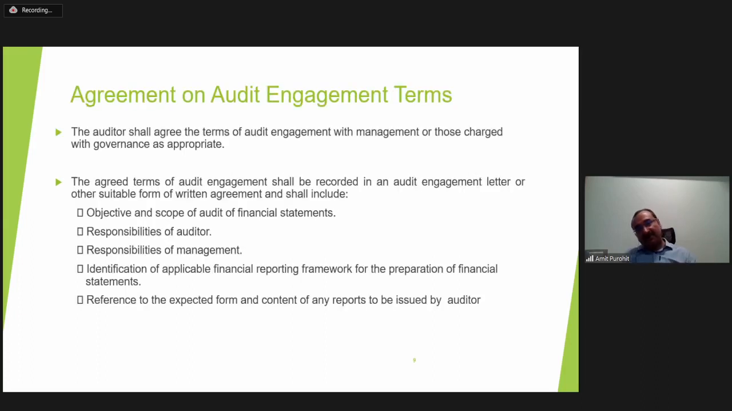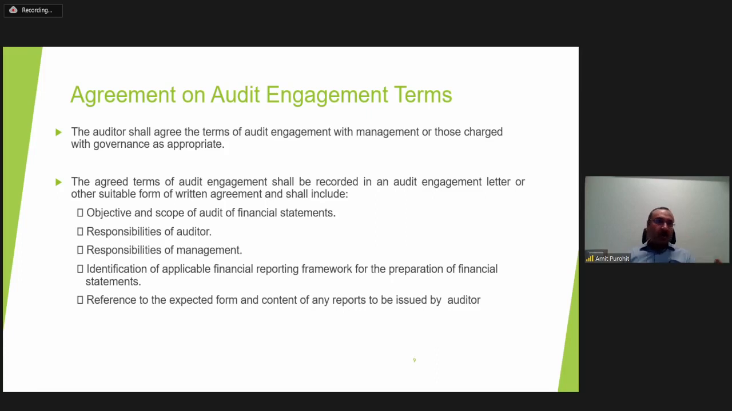Now, like I mentioned before, once the management and the auditor agree on the terms of the audit, then these terms will have to be codified in the form of an audit engagement letter. And what are the main ingredients which are a must for an audit engagement letter? So let us see those.